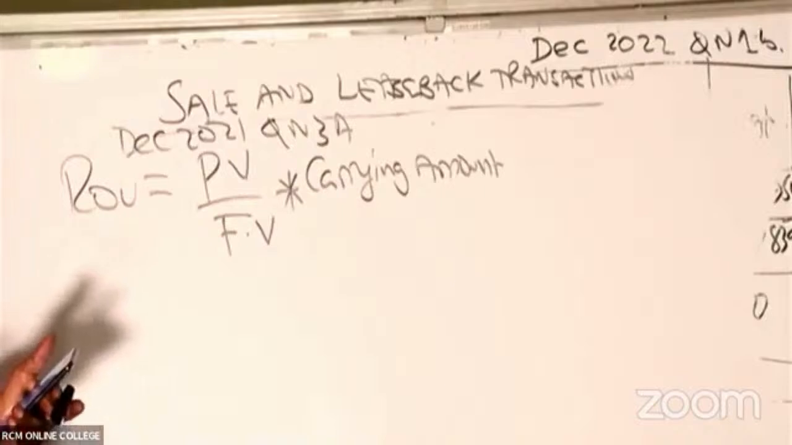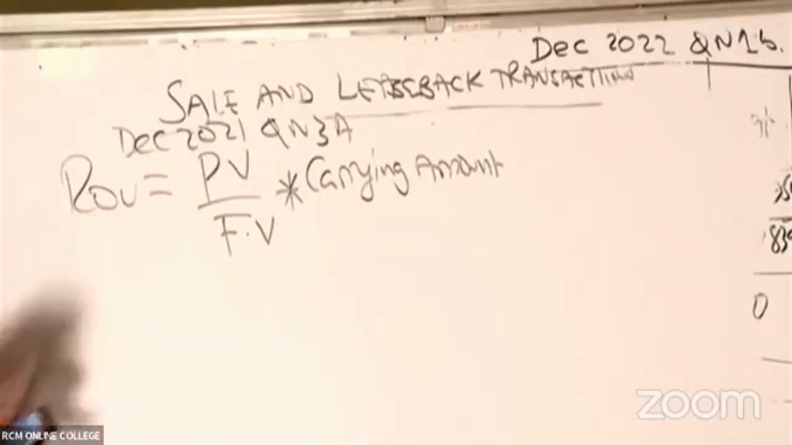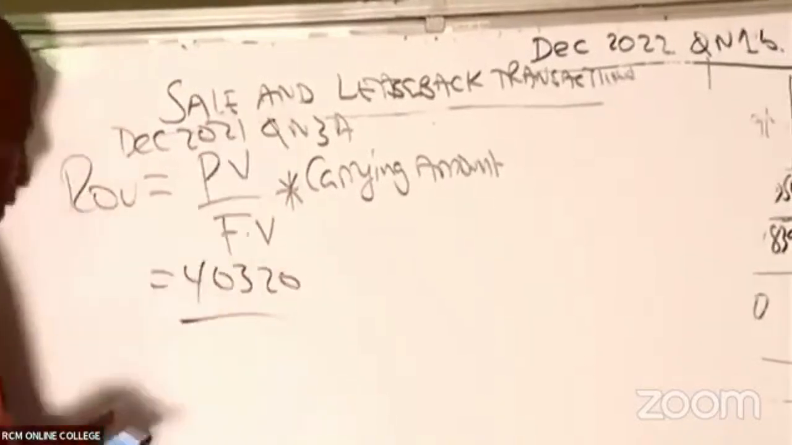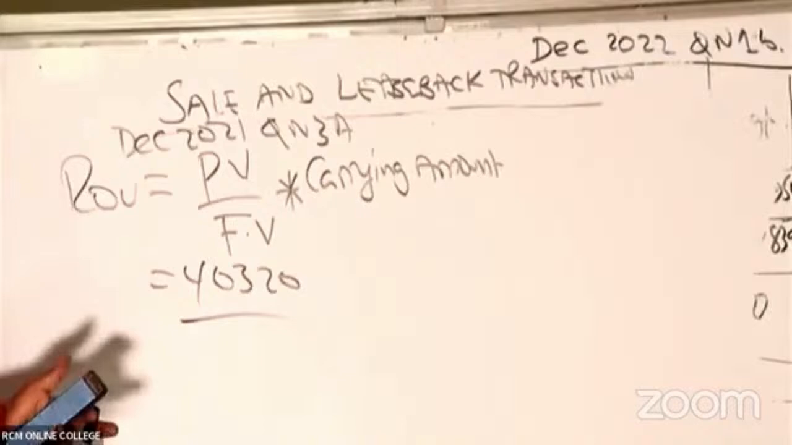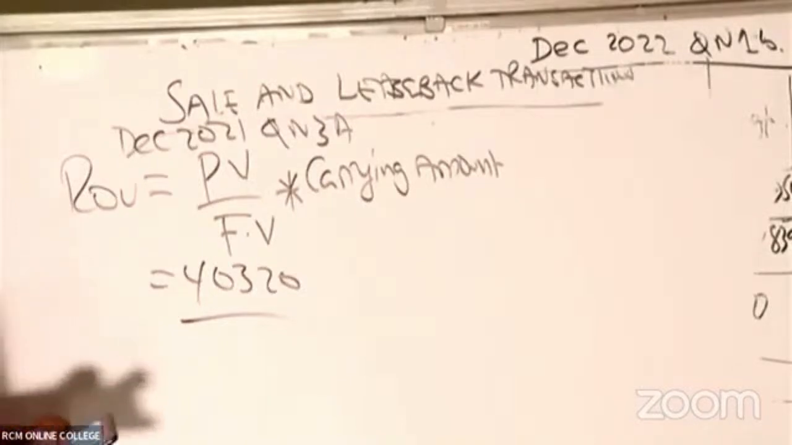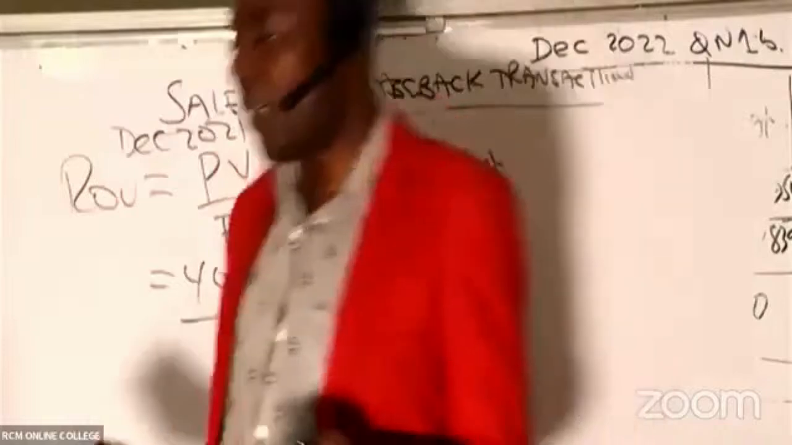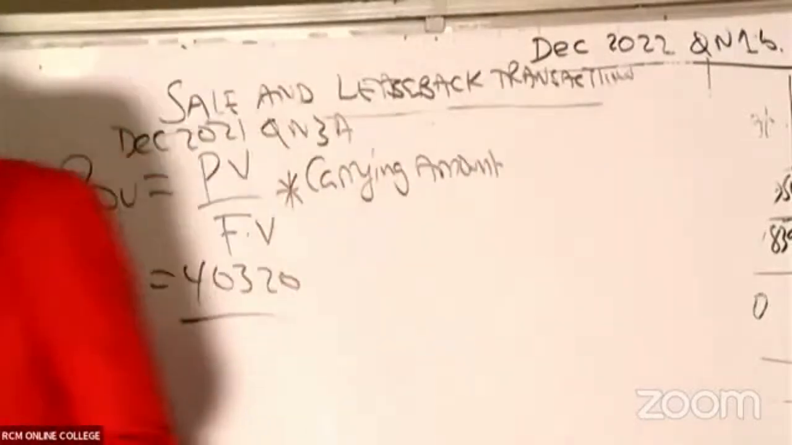The present value. Are you able to see the present value? It is 4320. I'm cutting the 3 zeros. Are you able to see in this case the fair value? At times they use the word market value. Are you able to see the fair value or market value?